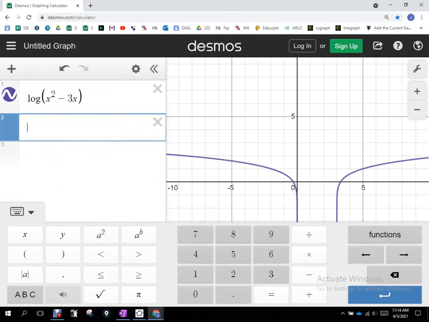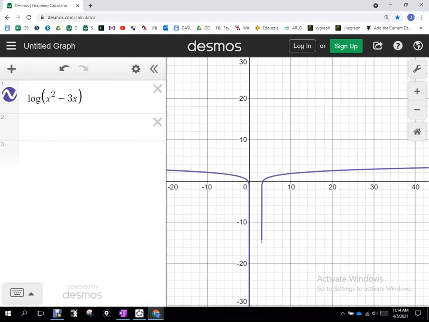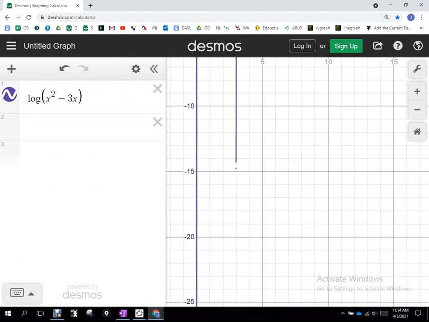So when I graph this, graph as log of x squared minus 3x. When I just type in log, it knows to use the base 10. So that's this curve here.